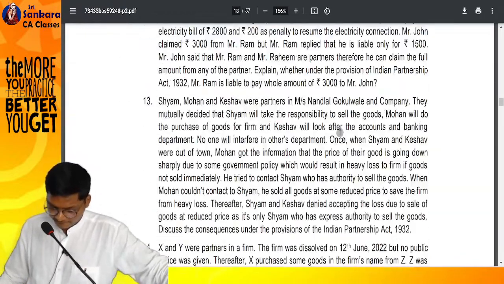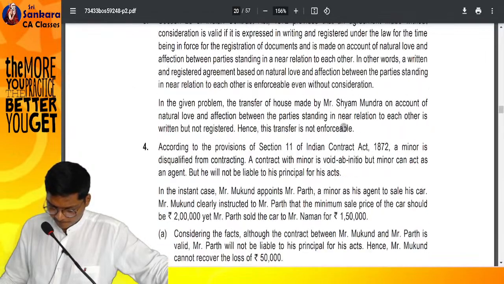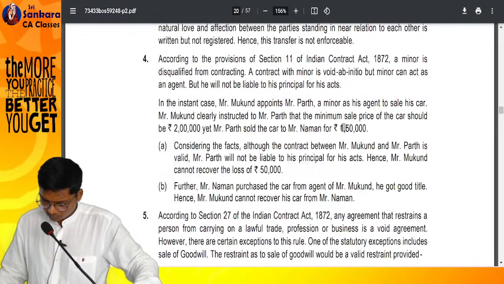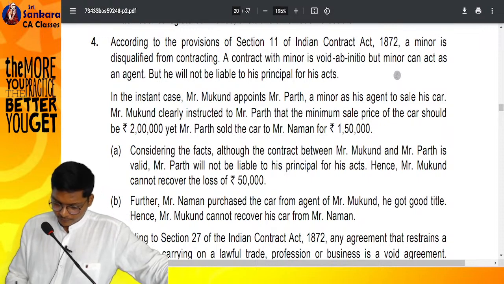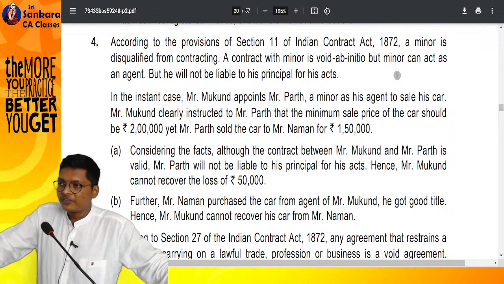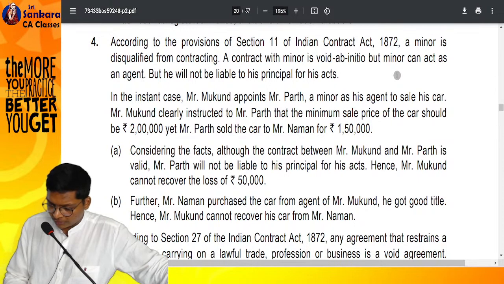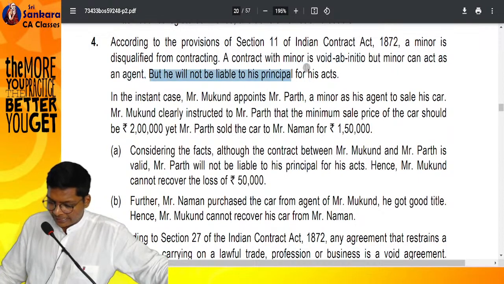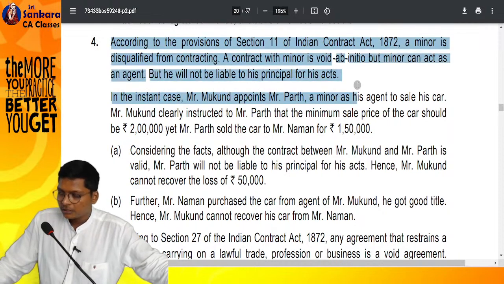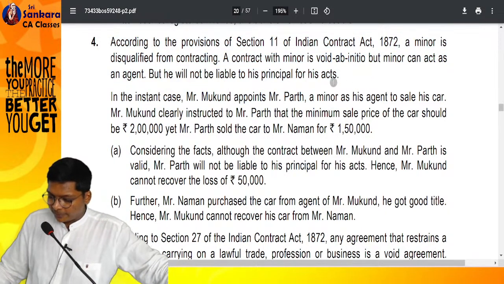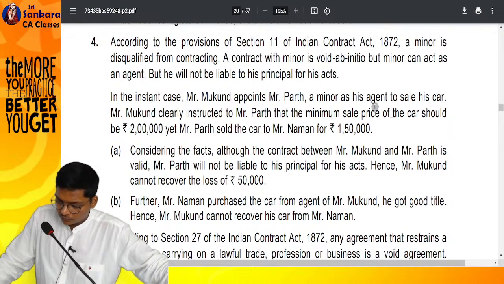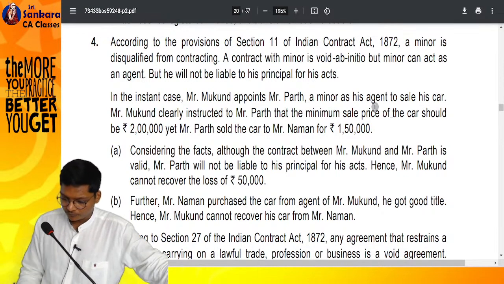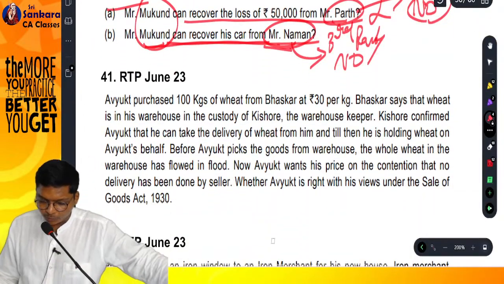Question 4. They were just saying he got a good title, purchased in good faith. Reason given: a contract with a minor is void, but a minor can act as an agent. He will not be liable to the principal for his acts. That principle only, section 11. In the instant case, Mukund appoints Parth, a minor, to sell his car. Clearly Parth sold the car to Naman for 1,50,000. Able to follow, guys? Next one, go through that.